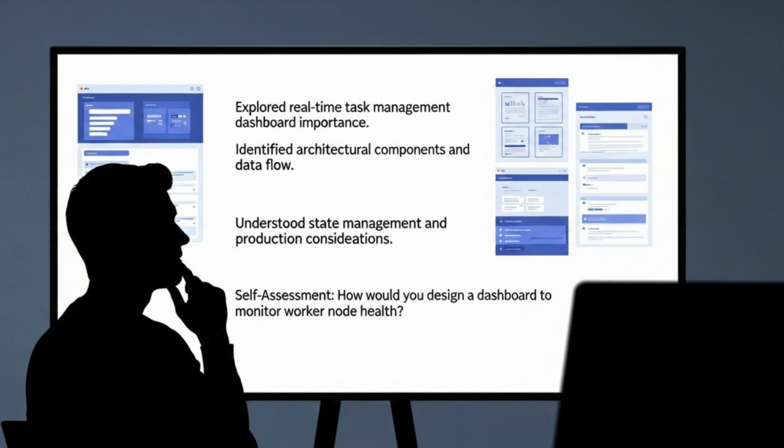Finally, we discussed robust state management strategies and the importance of integrating these dashboards within a broader production infrastructure, preparing you for real-world challenges. You now have a strong foundation for designing and understanding these essential tools. To solidify your learning, consider this self-assessment question. How would you design a dashboard specifically to monitor the health and performance of worker nodes in a distributed task processing system?